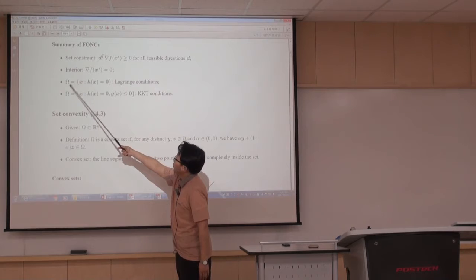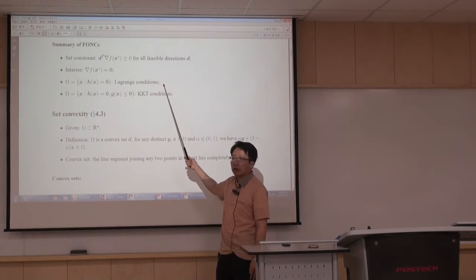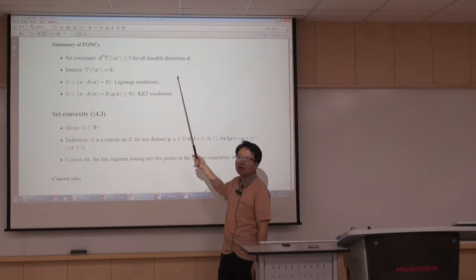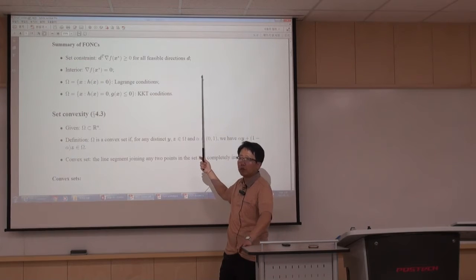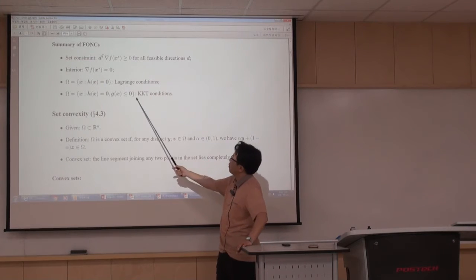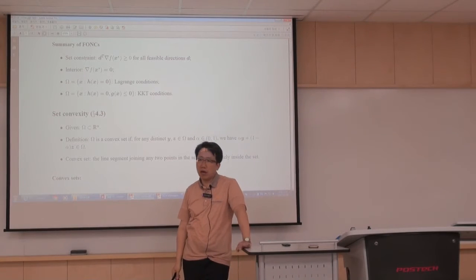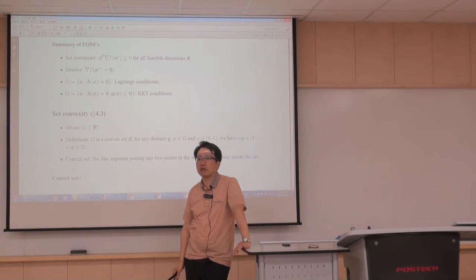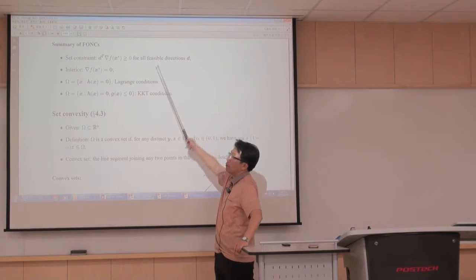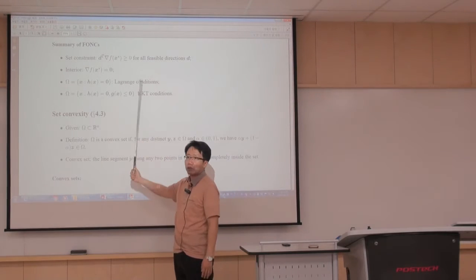And of course, in this slide you don't see it, but actually the Lagrange condition is what? The gradient at x star is a linear combination of the gradients of the equality constraint functions. Here, what are the KKT conditions? The gradient of the objective function evaluated at x star is a linear combination of the gradients of the equality constraint functions and the gradients of the inequality constraint functions. So all of them involve the gradient, the first order derivative of our objective function.